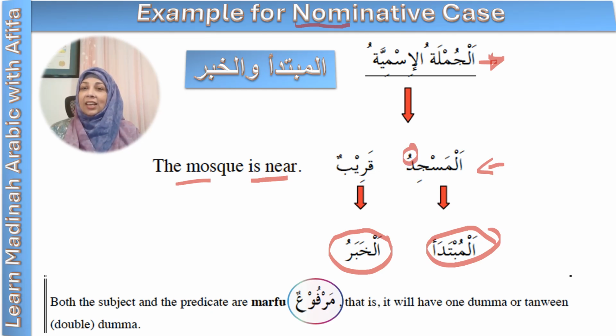So what we are observing here is this dhamma ending of al-masjidu. It is an indication of the fact that it is in the nominative case, to show that this is the mubtada of the sentence. In Arabic, we say mubtada is marfu'un. And here we see qaribun ends with the tanween dhamma, and it shows as a marker that it is the khabar of the sentence. So in Arabic, we say that the khabar is marfu'un.